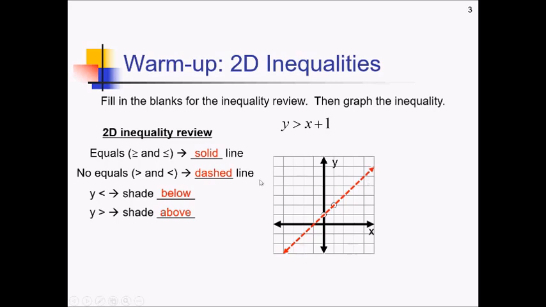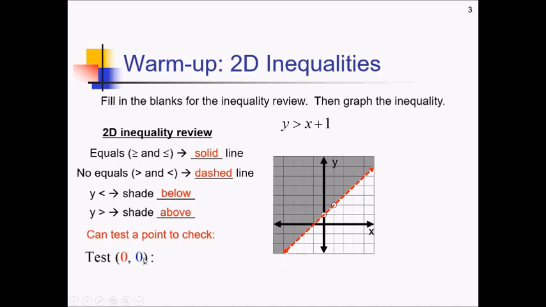Now we have to pick one side or the other to shade. Since this is y greater than, we're going to shade all the y values that are above this line right here. So this stuff up here. Now what you can do is you can test a point to check to see if you shaded the correct side. For example, 0, 0 is usually a pretty easy one to test. So how you do this is you just plug this point into the inequality and see if it comes out true or not.